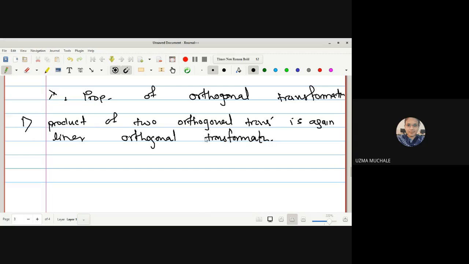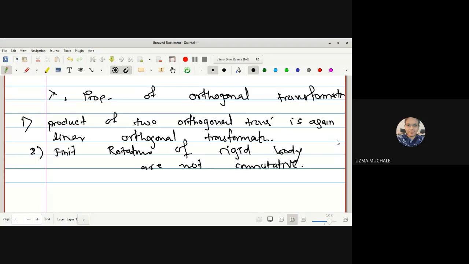What is our aim to prove? Prove that the product of two orthogonal transformations is again a linear orthogonal transformation, and hence show that finite rotations of a rigid body about a fixed axis are not commutative. Next, finite rotations of a rigid body are not commutative. These two things we have to show.